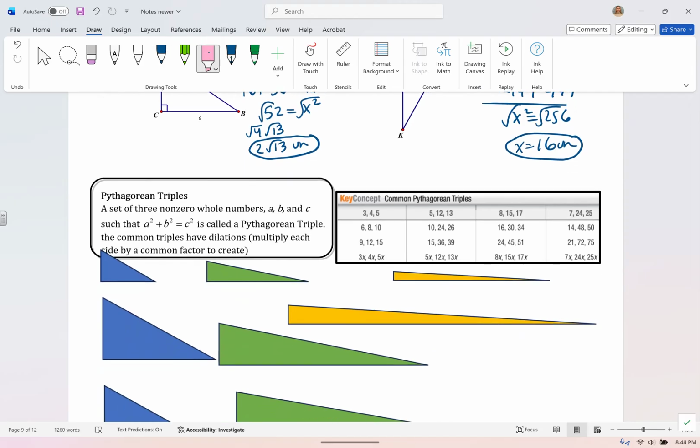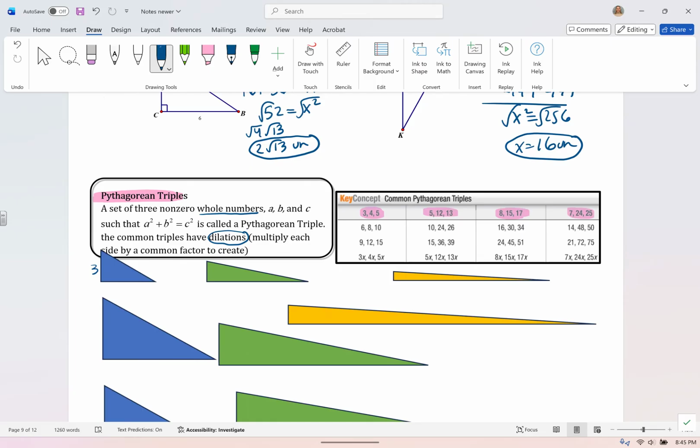Now, some special triples are going to be based on these patterns here. 3, 4, 5, 5, 12, 13. These are some of the most common ones. And so a Pythagorean triple means that all three sides are going to be whole numbers, okay? No decimals, no fractions. And then also they have dilations, okay? You can dilate it bigger or smaller. And primarily we go bigger.